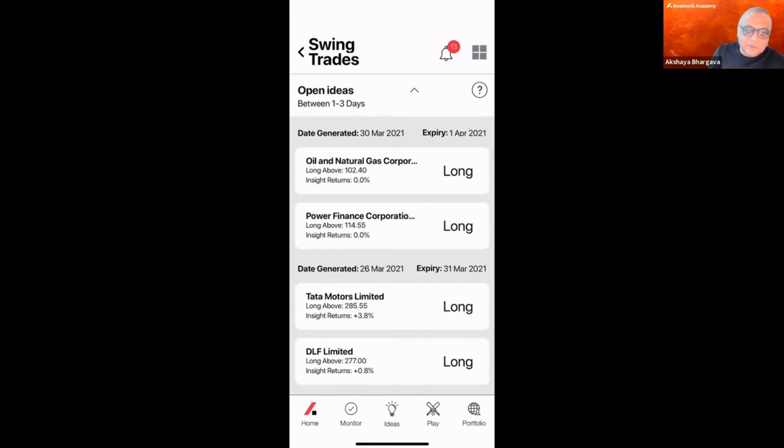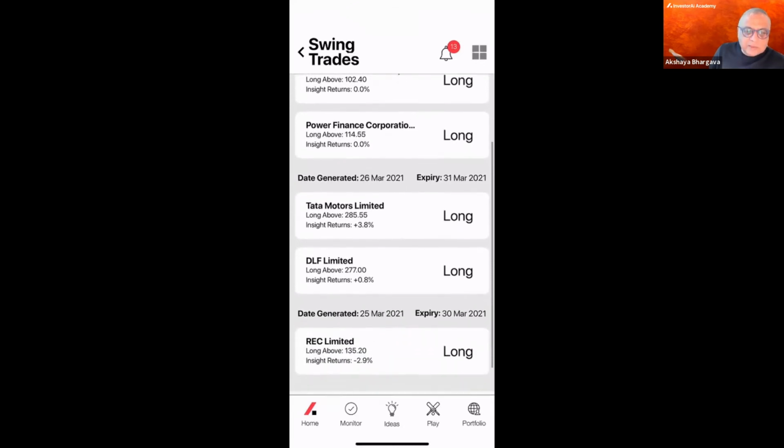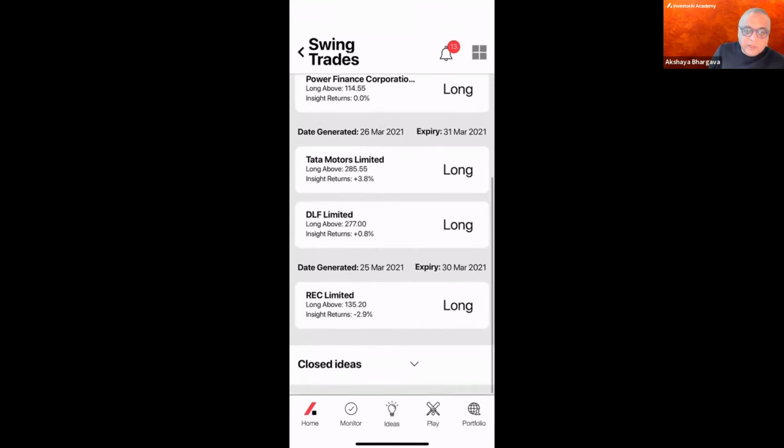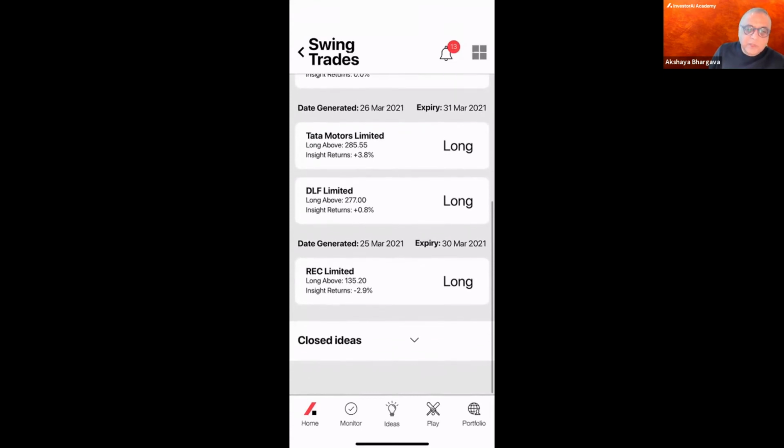Thank you, Shailesh. So it's showing me ONGC. There's a long signal on it, and it shows you a threshold price of 102.40. Similarly for Power Finance. Now these are again live open signals. This was generated yesterday. Tata Motors, again a long signal. It has already in one day generated 3.8%. DLF came up on 26th. It has already generated 0.8%.